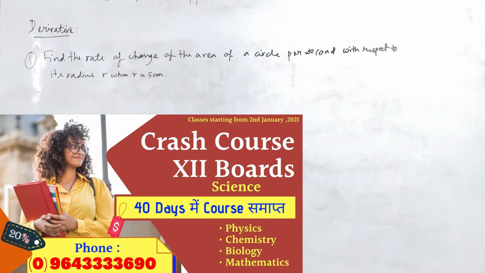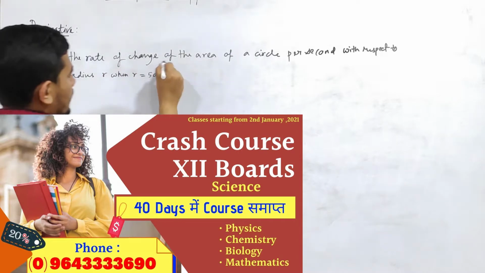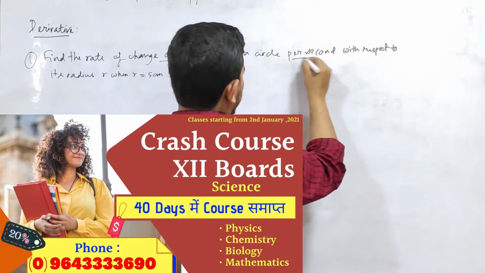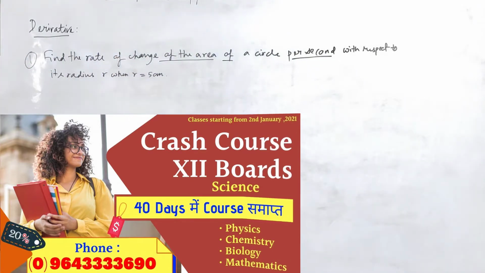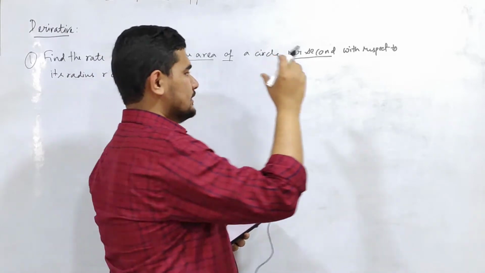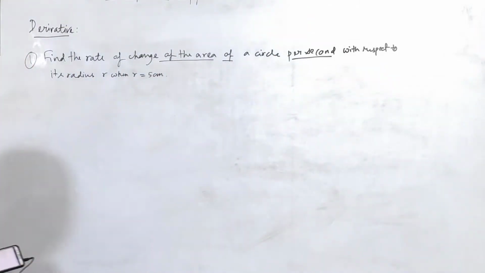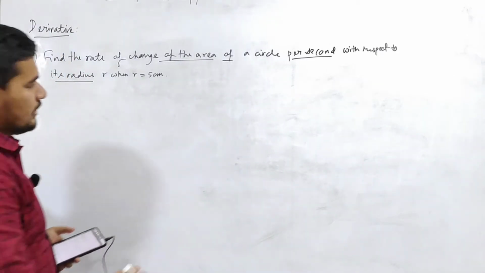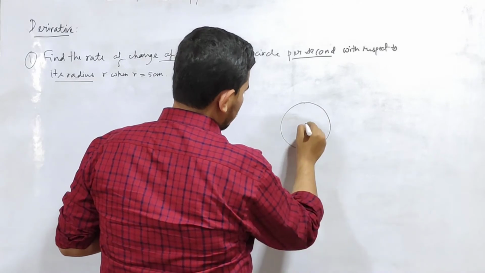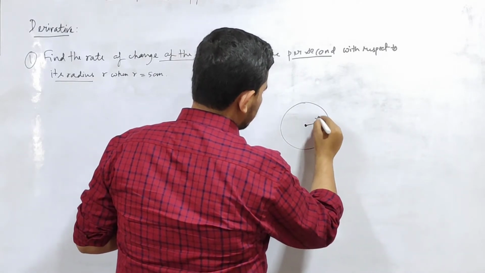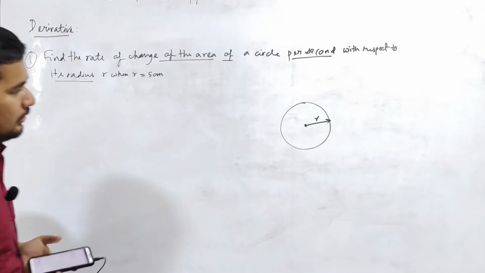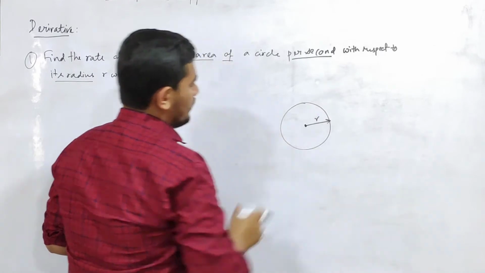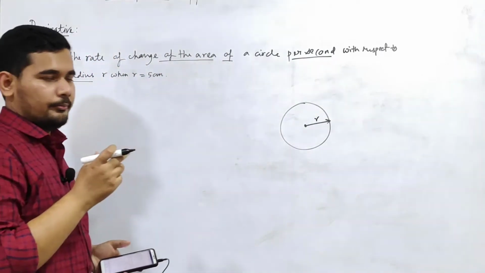So what we are given here is that we need to find the rate of change of area of a circle per second. So here the time comes. So we are given, find the rate of change of the area of a circle per second with respect to its radius, when radius is 5 centimeter. So here this is a circle. It is having some arbitrary radius, let's say small r, and we are going to find out the rate of change of area.